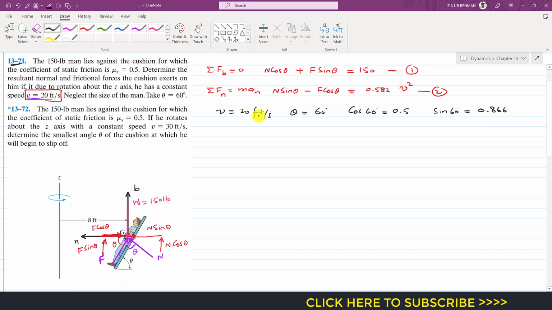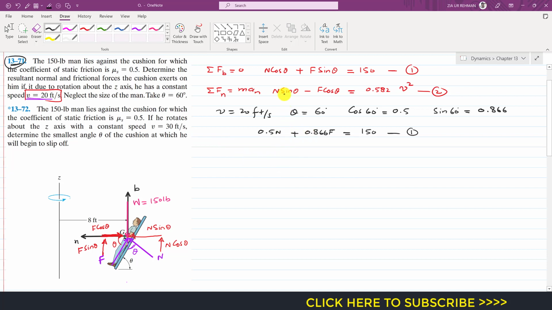So now if I put all these in equation 1, we can say that this is n cos of theta, and cos of theta is 0.5, so this will be 0.5 n plus sine of theta is 0.866, so this will become 0.866 f equals 150. So now this is the modified equation 1 for this problem 1371.